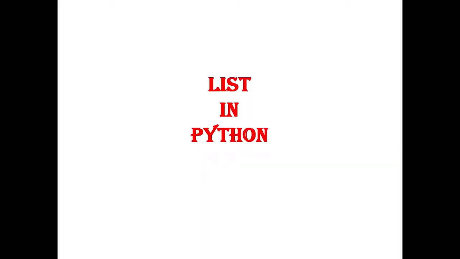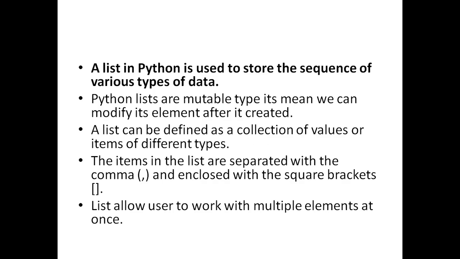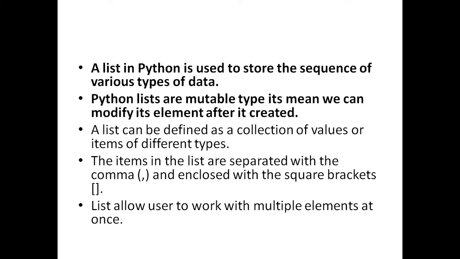Here we will see list in Python. A list in Python is used to store the sequence of various types of data. Python lists are mutable type. That is, we can modify its elements after it is created.